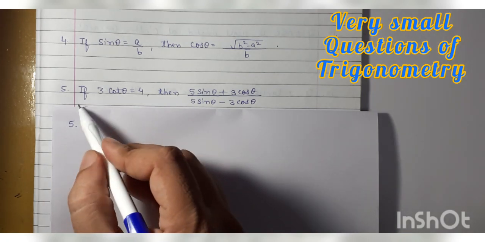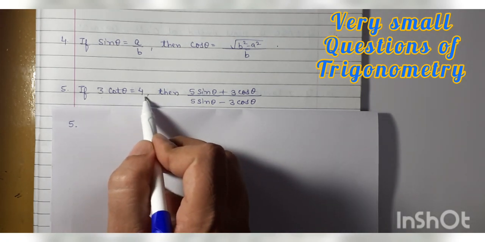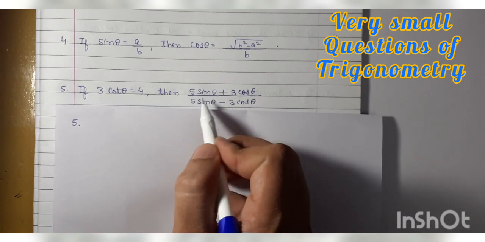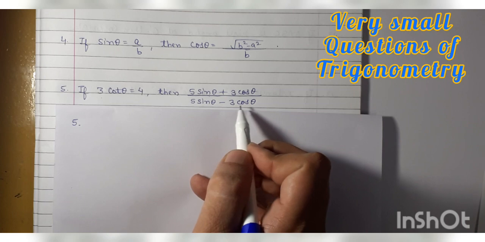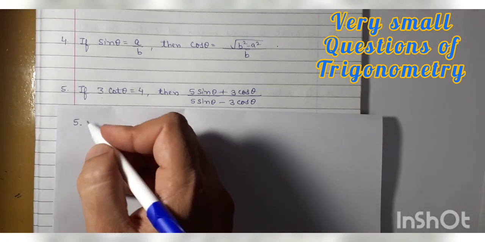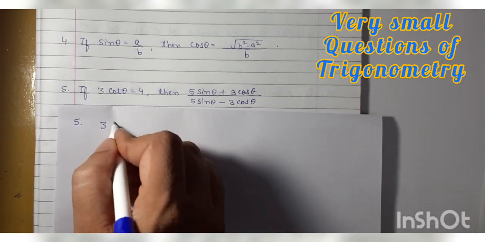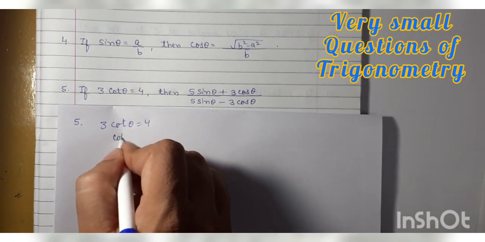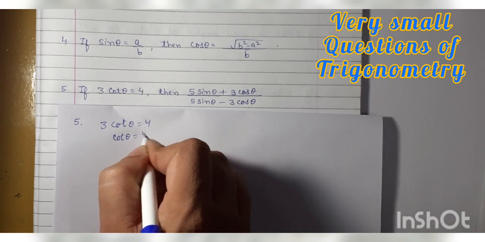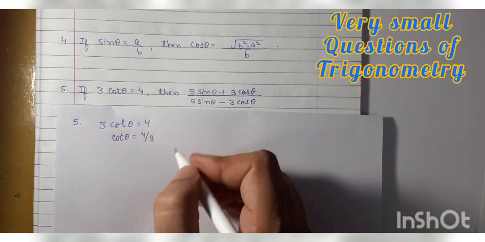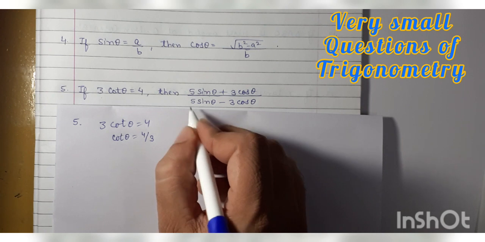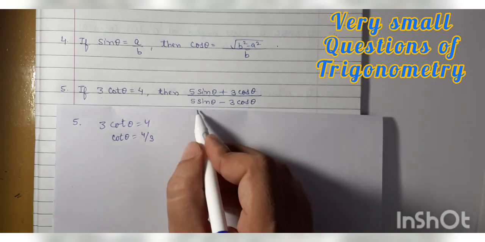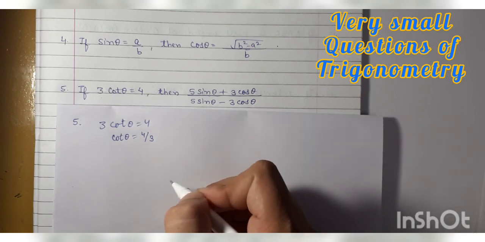Yes. Next question is, if 3 cot theta is equal to 4, then you have to find 5 sin theta plus 3 cos theta upon 5 sin theta minus 3 cos theta. Okay, here is given to you 3 cot theta is equal to 4, then cot theta will be what? 4 upon 3. Clearly? And I have one value here, 5 sin theta plus 3 cos theta upon 5 sin theta minus 3 cos theta.